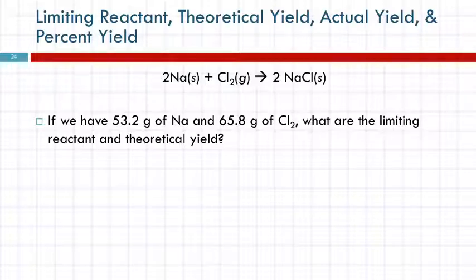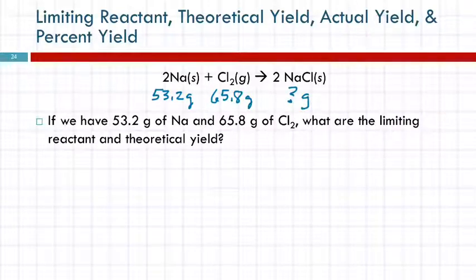So we've got our chemical equation. We're going to put the numbers under the elements or the formulas. So 53.2 grams of that, 65.8 grams of that, and the theoretical yield. Here there's only one product, so that must be what they're asking us for. We want to know how much of that in grams.